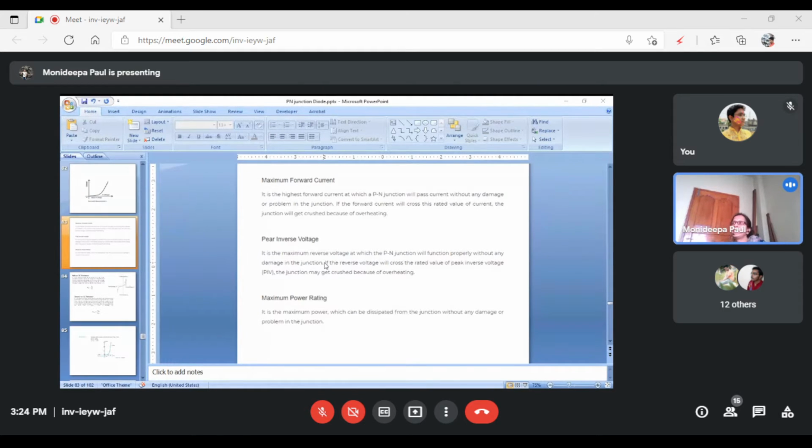When you buy a diode, you should follow this specification. What is the voltage level? What is the current level? Knee voltage, breakdown voltage, maximum current limit, peak inverse voltage, and maximum power rating. You should follow these points, and according to your necessities, you buy a diode. This is the specification of a diode.